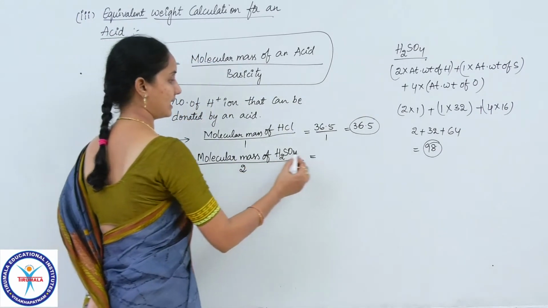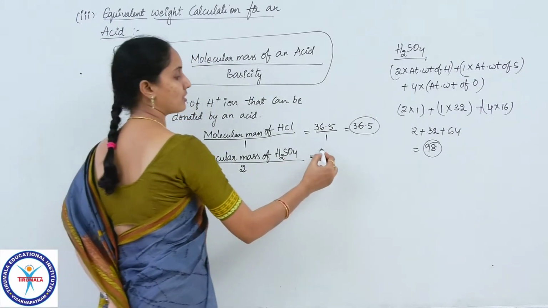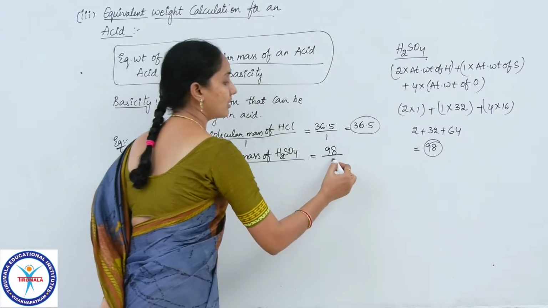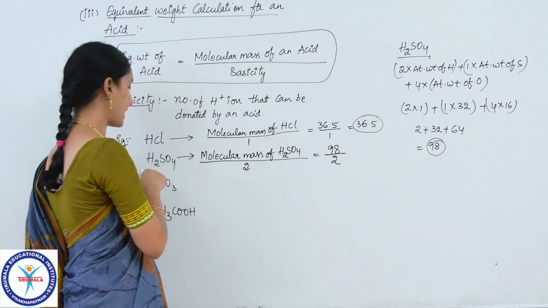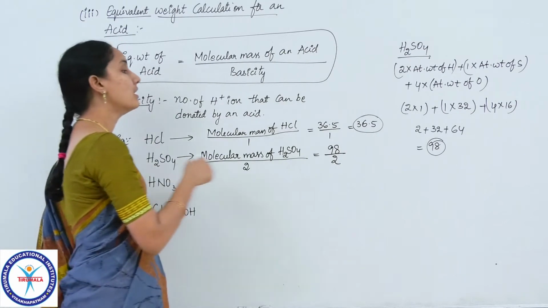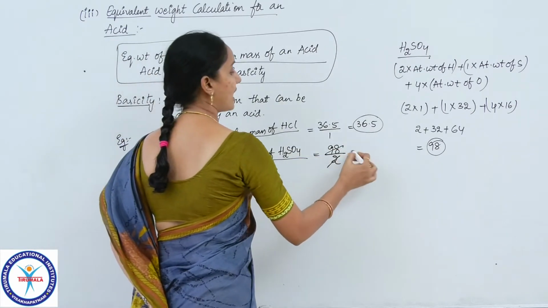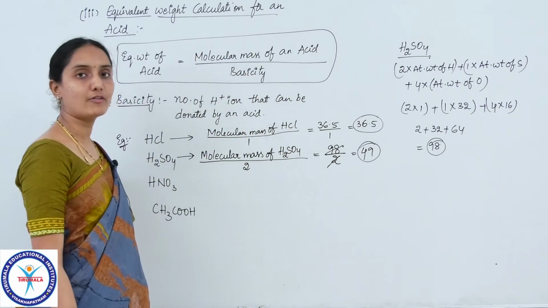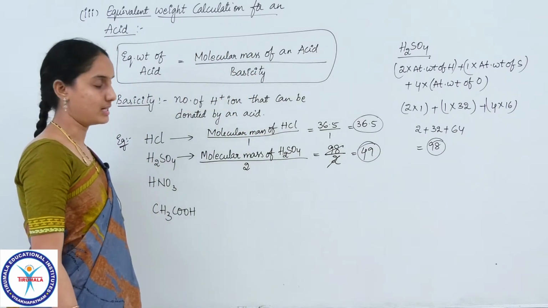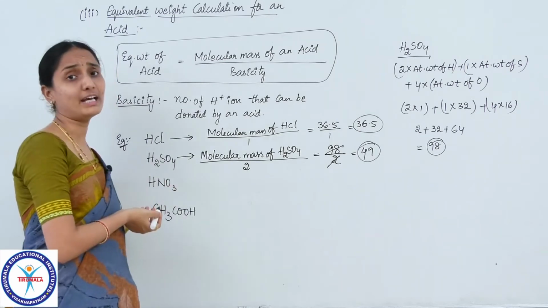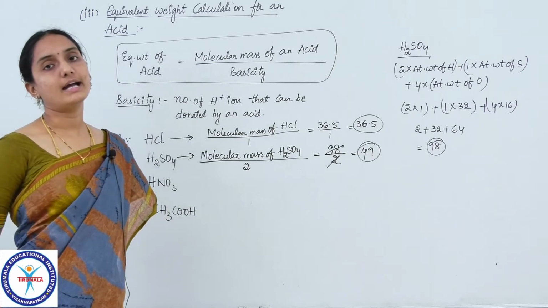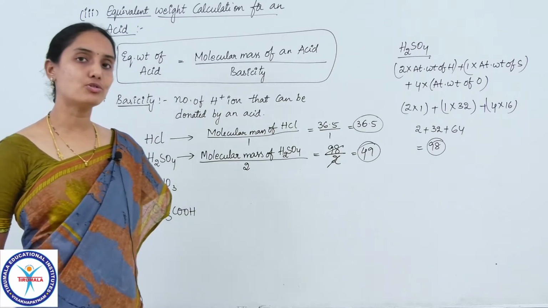So here the molecular mass of H2SO4 you should take as 98 divided by 2, because it can produce 2 H plus ions, and if you cancel these two, you will get 49. So the equivalent weight of H2SO4 is 49. Generally it can produce 2 H plus ions, so I divided its molar mass by 2, children.